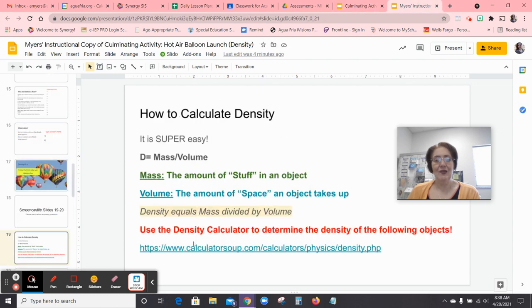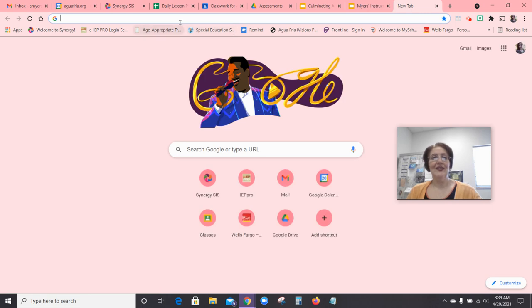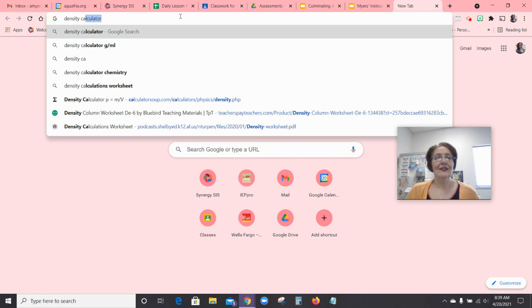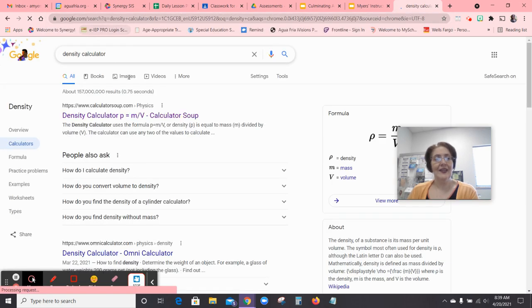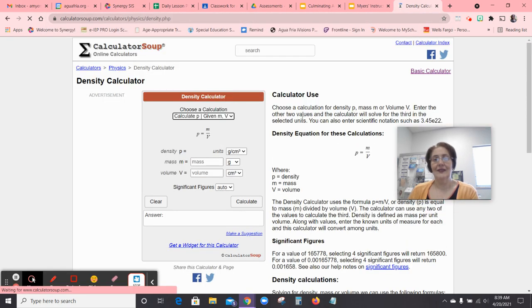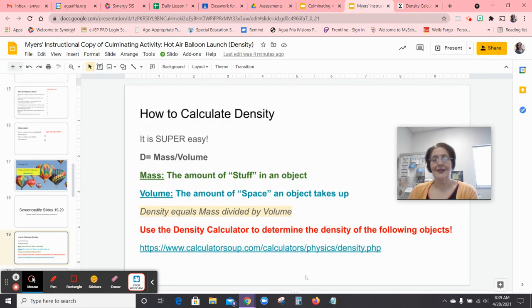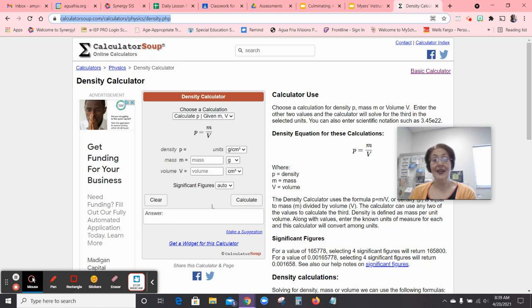But let's go ahead. It's called the density calculator. So I'm going to open up a new thing here and open the density calculator. Right here, density calculator, and this is actually it. This is the density calculator. You see this website right here is the exact same as this website right here. I'm going to make sure that you can click on this link so that you can get to it and won't have any problems. But this is the density calculator.